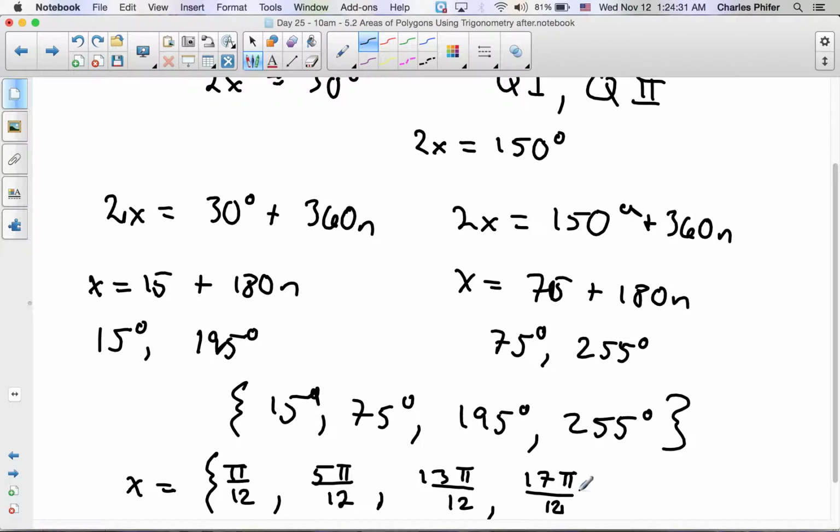I'm not showing the conversions from degrees to radians. You know how to do that. If you're uneasy about that, ask the instructor in front of you, or shoot me an email and I'll go into further detail.